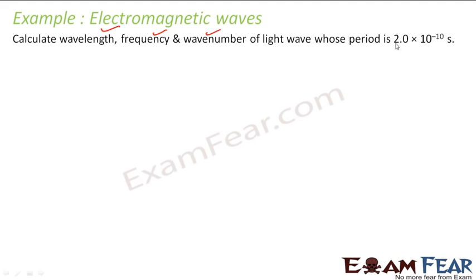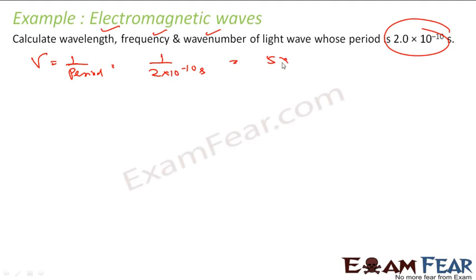So here you have to find wavelength, frequency and wave number of the light whose period is this much. So we know that frequency is nothing but 1 by period. So let's find the frequency first. 1 by 2 into 10 to the power minus 10 seconds. That is nothing but 5 into 10 to the power 8 per second or hertz. This is my frequency. Frequency is done.